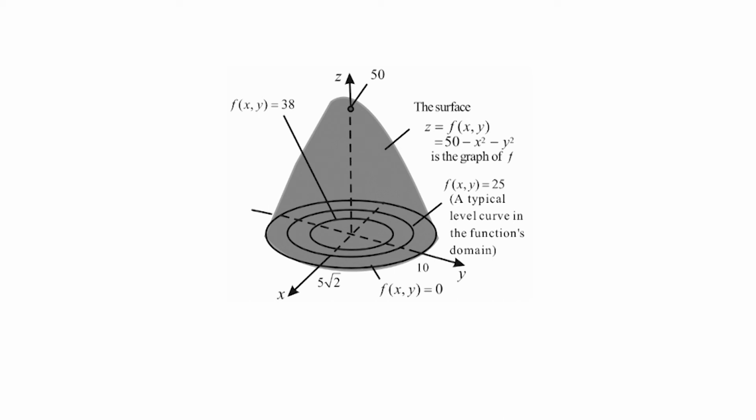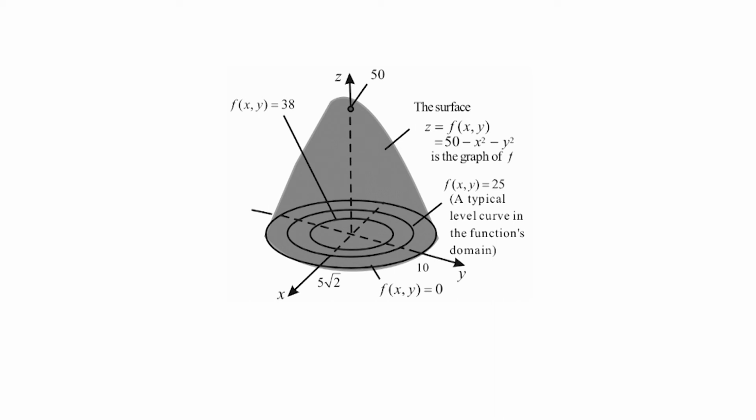The level curve f of x y is equal to 0 is the set of points in the xy plane at which f of x y is equal to 50 minus x square minus y square is equal to 0, or x square plus y square is equal to 50, which is the circle of radius square root of 50, equal to 5 times square root of 2, centered at the origin.